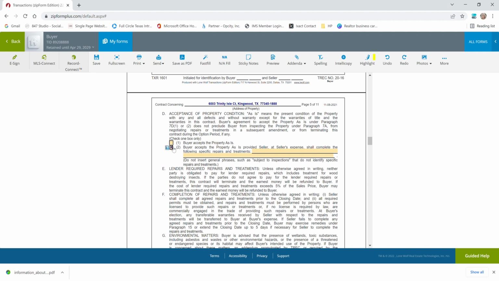Let's say your clients have seen some things in the property that they already know that they want done. For instance, I had a client that knew that they wanted a tree taken down that was too close to the house and they wanted it removed. So I chose D2 and I put that the buyer wanted the tree removed off of the property in order for them to move forward on the home.